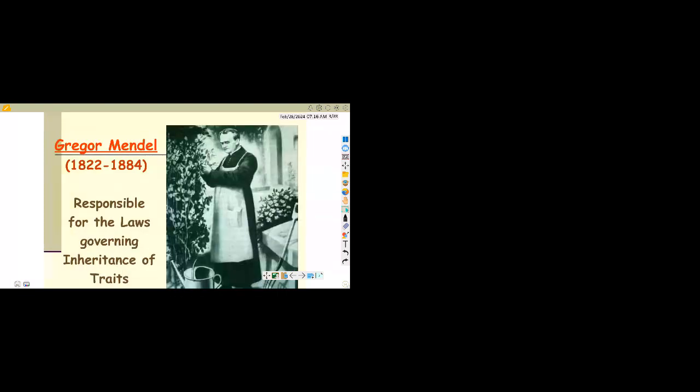All right, here's Gregor Mendel. So I want you to write that Gregor Mendel was responsible for, you can just put the study of the inheritance of traits. So write that down. He is the father of genetics. If you want to just write father of genetics, that works as well. He was very important to the topic in the study of genetics.